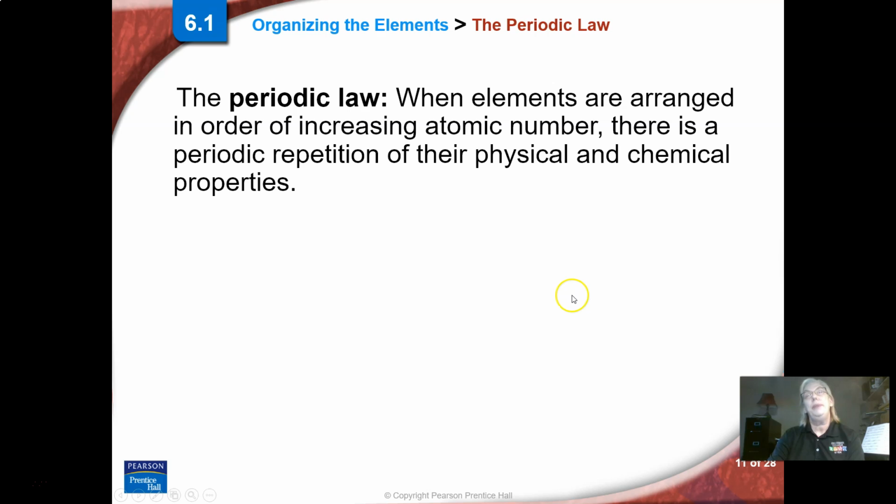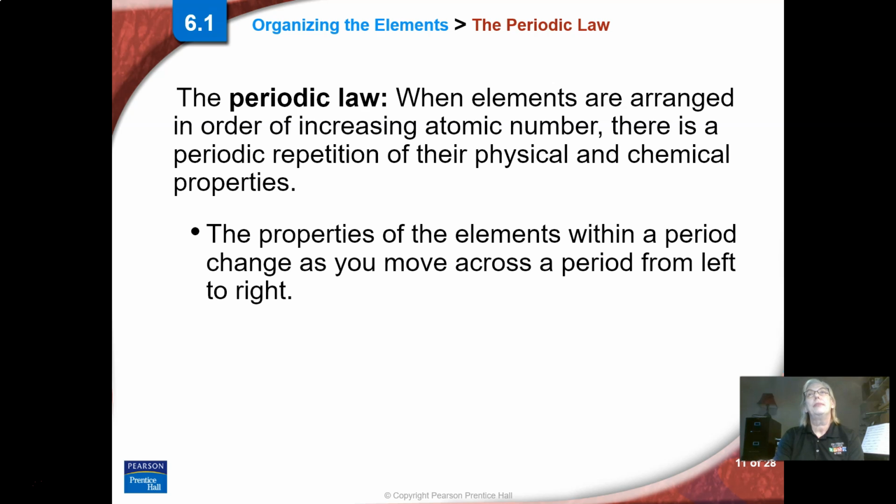So the periodic law says when elements are arranged in an order of increasing atomic number, there's a periodic repetition of their physical and chemical properties. So it's really powerful the way the periodic table is set up. The properties of the elements within a period change as you move from left to right. So that's across the periodic table this way.